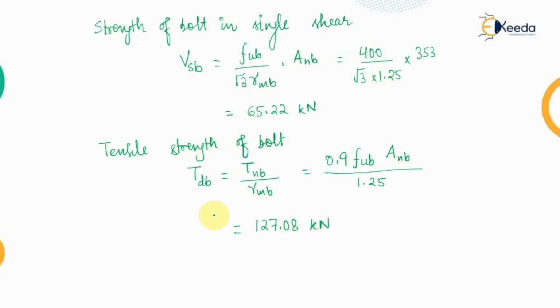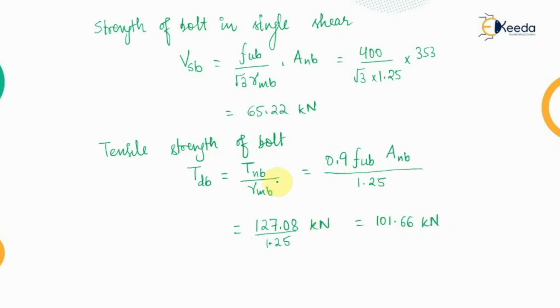So this TDB value has been obtained as 127.08, and that is to be divided by 1.25 here. That is the upper value only, and from here the ultimate value that we are getting is 101.66 kilonewton. That is the value of the TDB.